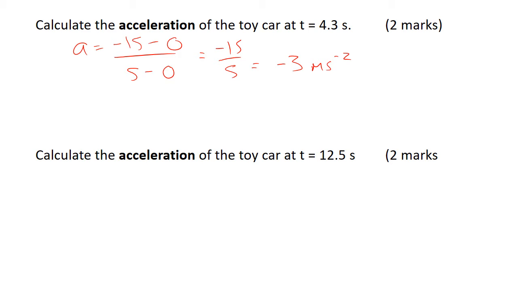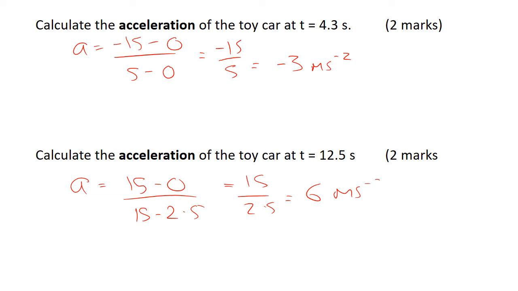Same deal for the next question. Now in this case it is accelerating, so it's not one of the sections where the gradient is 0 and so the acceleration is 0, so we just do the same calculation. Now it doesn't matter if you do from the axis to the maximum or from the minimum to the maximum, just as long as you get your time right. So we've got 15 over 2.5, which is 6 meters per second squared.